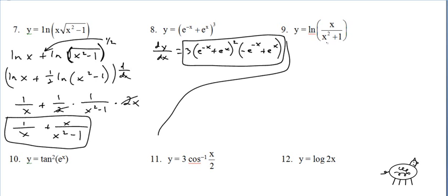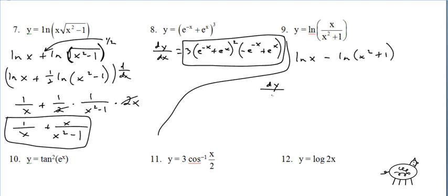The next one, again, this is brutal. If you just try to do it normally, you got to do the quotient rule, and things get just really nasty. Just use your properties of logs. I can rewrite this as natural log of x minus natural log of x squared plus 1. Oh, man, that makes it so much easier. Unbelievable how much easier it makes it.